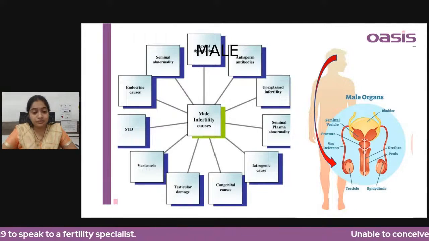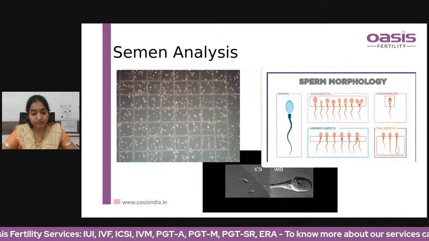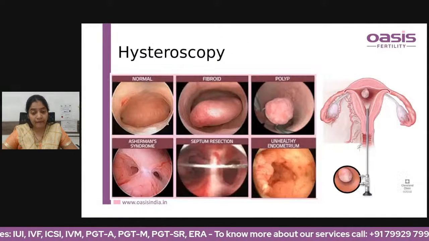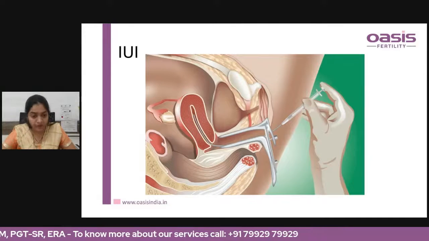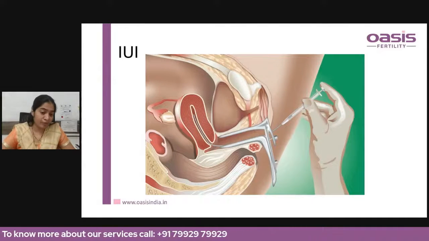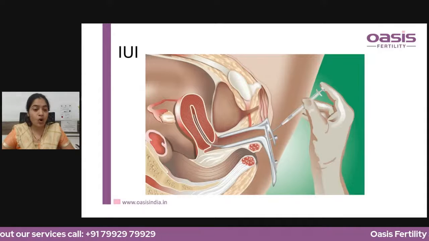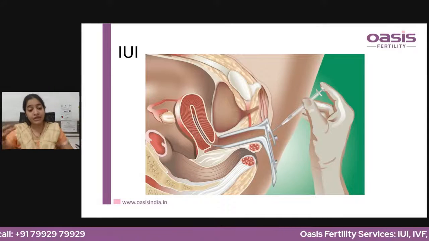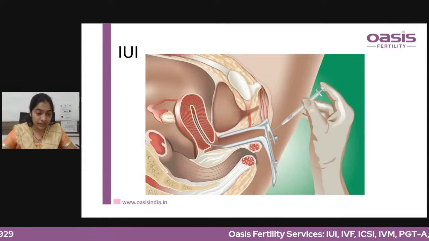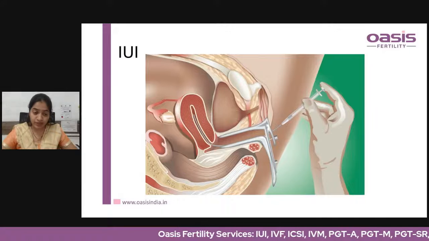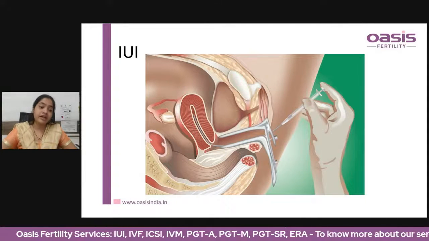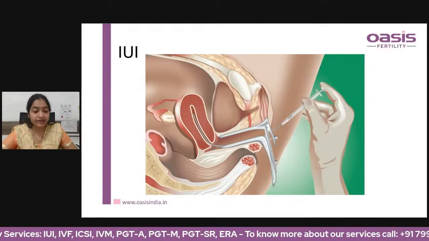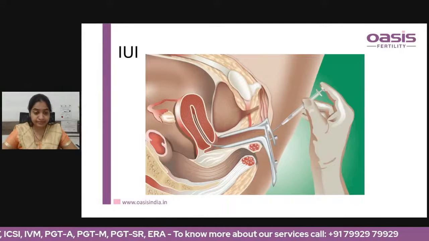Now, this is the process of IUI, which we will not discuss in today's topic, because today our topic is IVF. But in patients who have failed 3 or 4 IUI cycles, IVF is also advised.